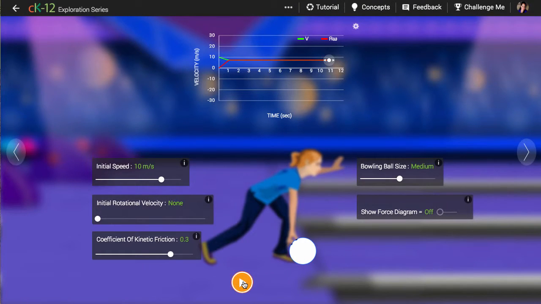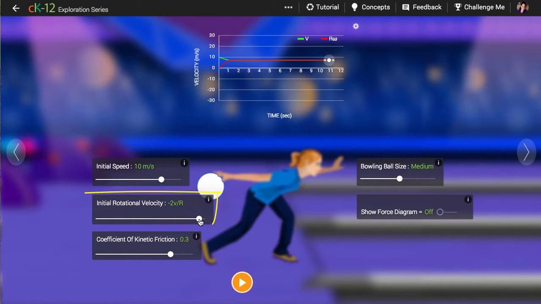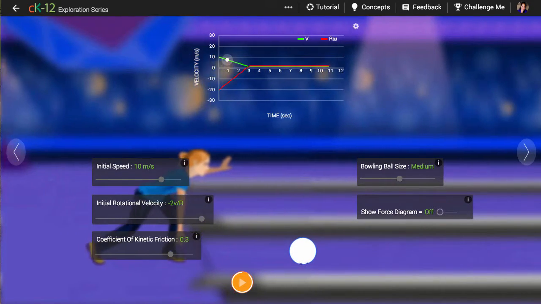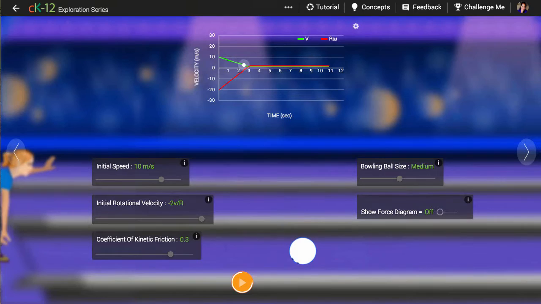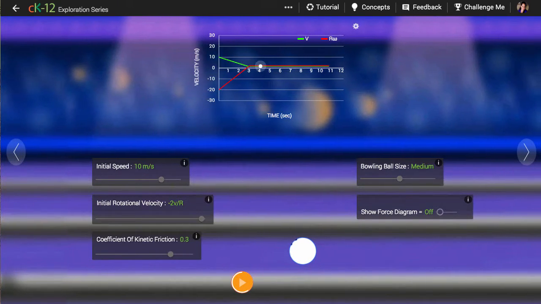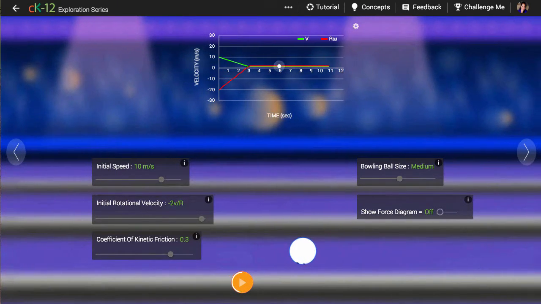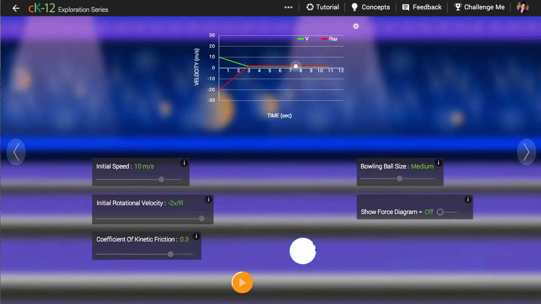Let's try again, but this time start the ball with some backspin, so initially some negative rotational velocity. Let's choose negative 2v over r. The backspin here is very severe, and it takes a while to get the ball rolling forward again. Over this time, the ball slows down quite a bit and is only creeping down the alleyway.